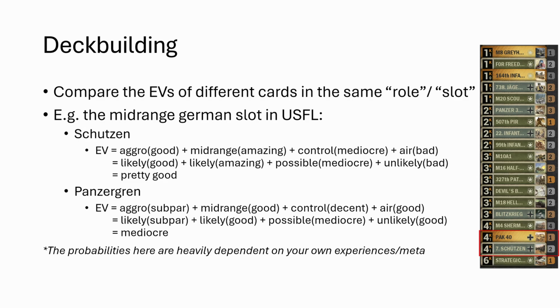Now, personally, I started with 2 Panzergren in the deck because I saw most other people put that in their US Frontline list, at least in the past. And I found that the expected value here is subpar against aggro because it's just a bit too slow. It's good against mid-range, decent against control, and good against air.